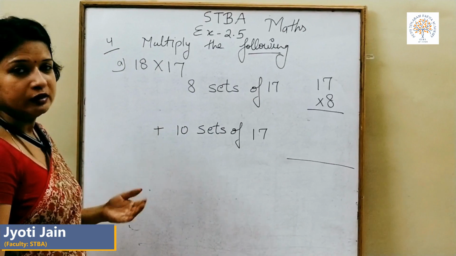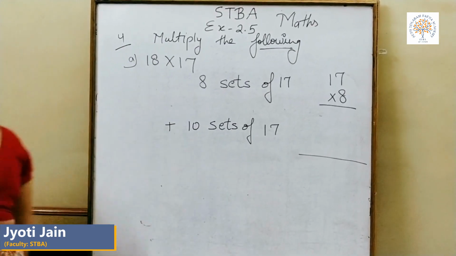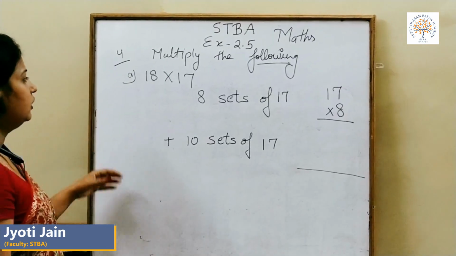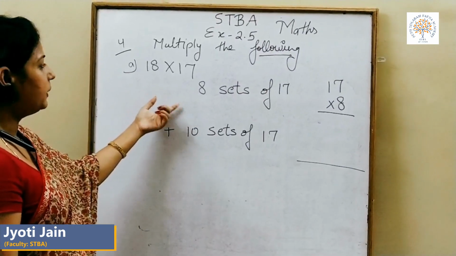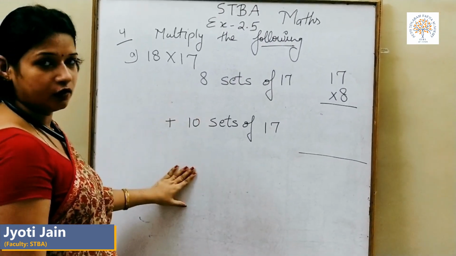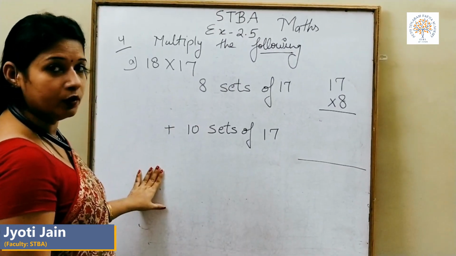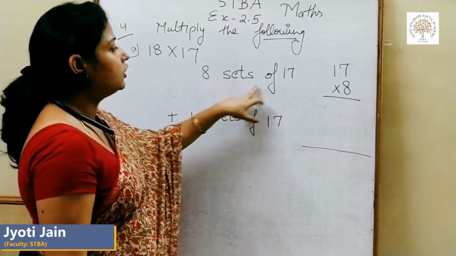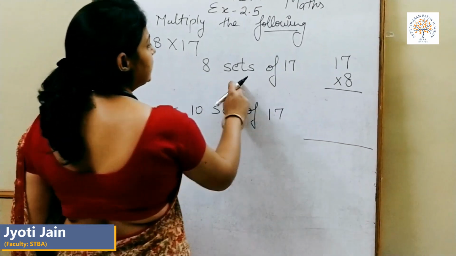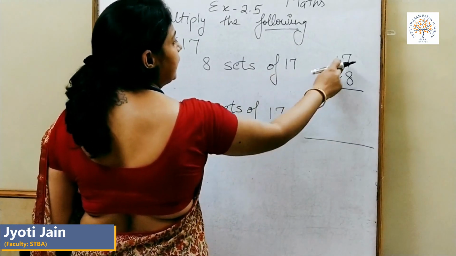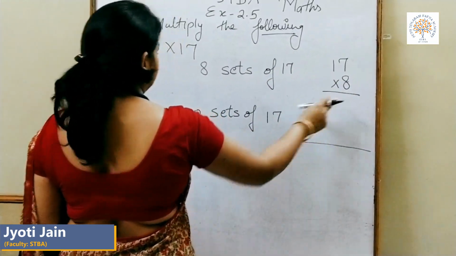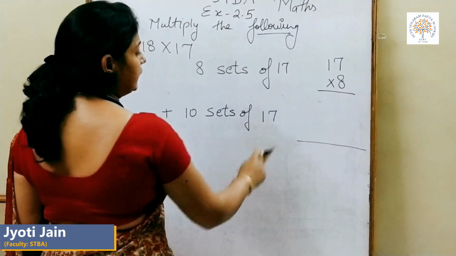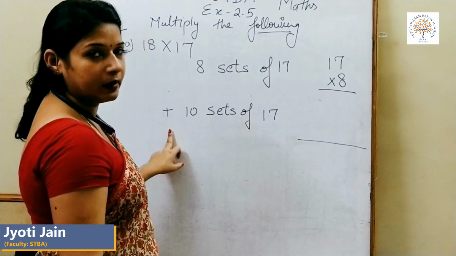Next is question number 4. Multiply the following using the easy method or quick method. So 18 multiplied by 17. Here is the format. It is already given in your book. So 8 sets of 17. 8 sets of 17 means 17 will be multiplied by 8. And 10 sets of 17 means 17 will be multiplied by 10.